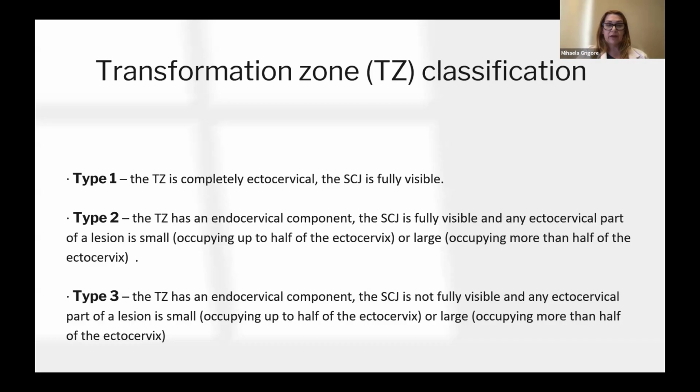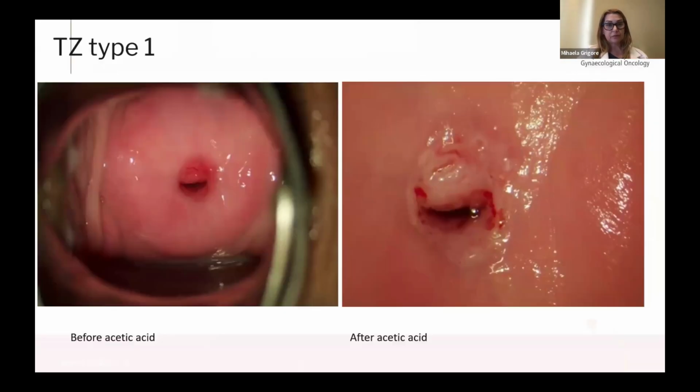So in the ectocervix, we will have a part of the transformation zone that we cannot see. And why is it important to say whether it is a type 3 transformation zone or not? Because in type 3, since we do not see the entire transformation zone, it is possible to miss or not see some abnormal area. And let's see some examples.